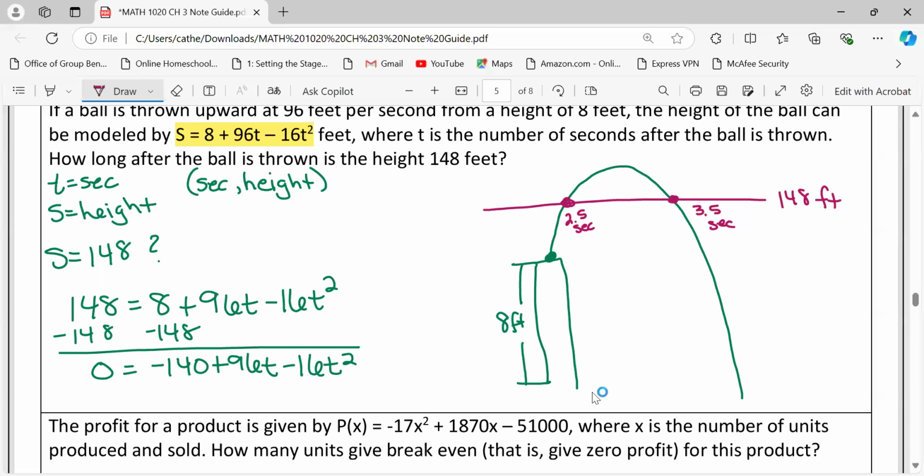Now, if one of those was negative, you can't have negative time, so you wouldn't use it, but both of these are positive. So on the way up and on the way down, it hits a height of 148 feet. Let's look at our next one.